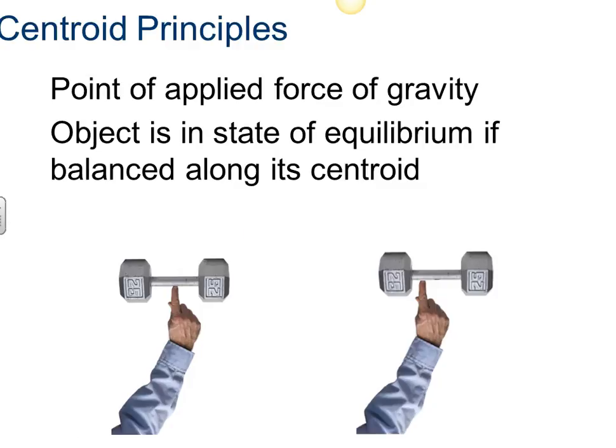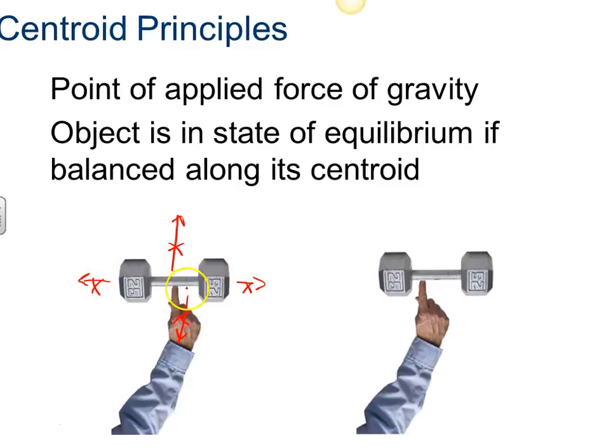So it's the point of applied force from gravity, and if we have an object in equilibrium, it's balanced along its centroid. So this object is balanced in a couple of ways. First of all, it's not moving in a linear path. So let's see if I can grab a pen here. So it's not moving in this direction. It's not moving in this direction. It's not moving in this direction or in this direction. So we say that's not happening.